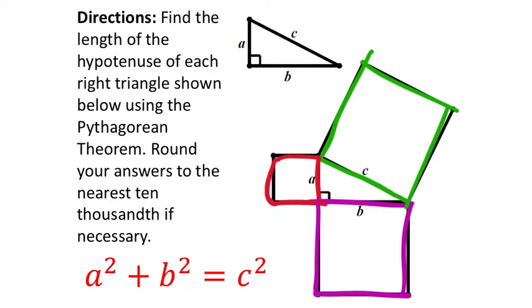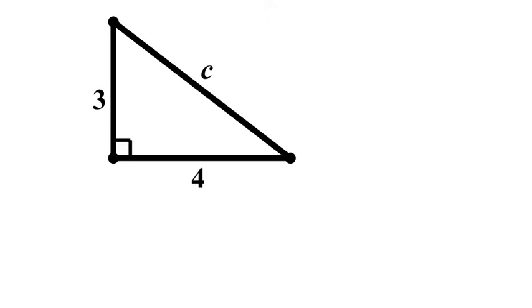What does this say? Round to the nearest thousandth if necessary. I don't know if we're going to need that. We'll see. All right, here's our first example. Okay? And here's what we know.